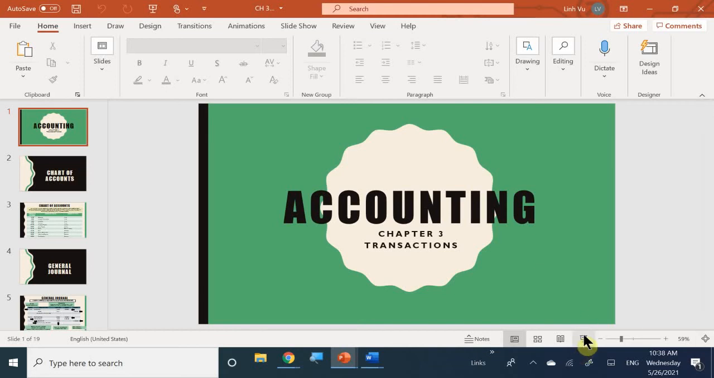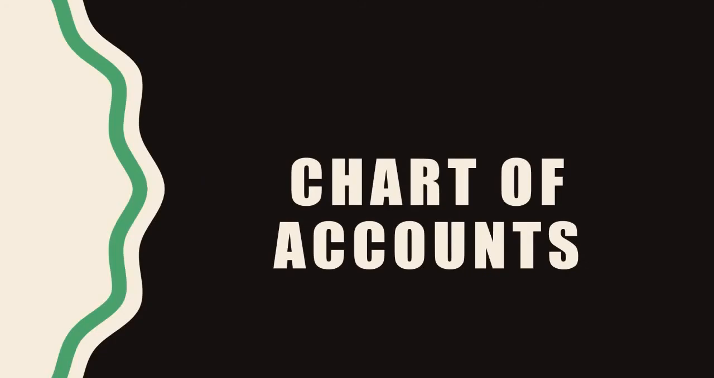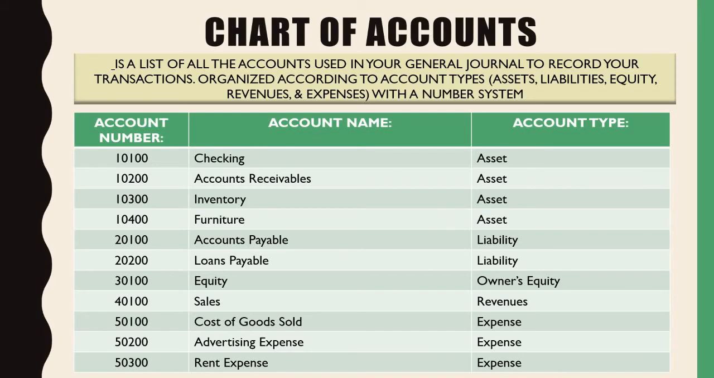All right, so chapter 3, we're going to take a look at transactions, okay? So let's take a look at the chart of accounts. Now, before we could do anything when it comes to starting your business, or to even do accounting, in order for you to record, sort, analyze, and interpret the information, you need to have a chart of accounts. The chart of accounts is a list of every single account that exists in the business.